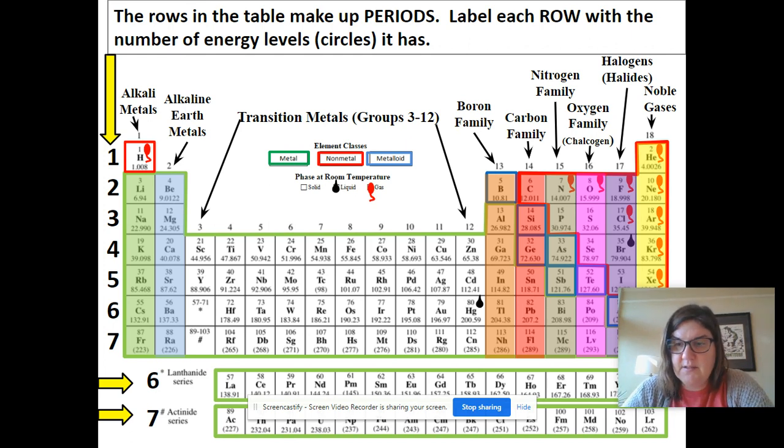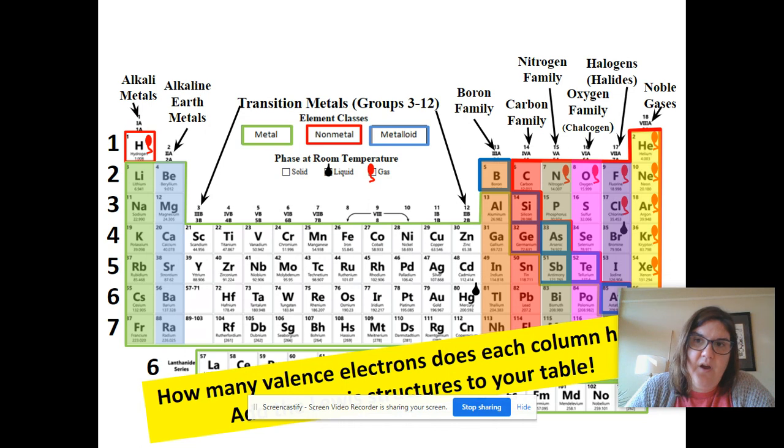7 periods, 7 rings. Read the table left to right by atomic number. Groups and families are our vertical columns, and they go by valence electrons. How many valence electrons does each one have in the column? We already talked about that. Family 1 is going to have 1. Family 2 is going to have 2, and so on.